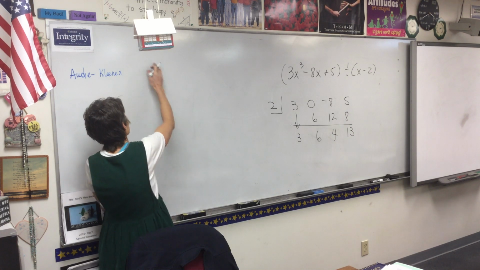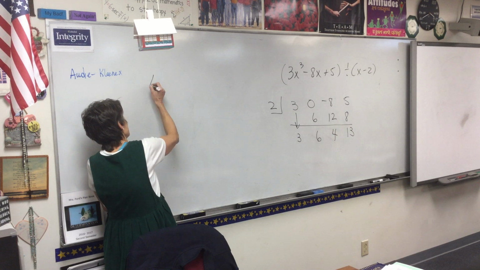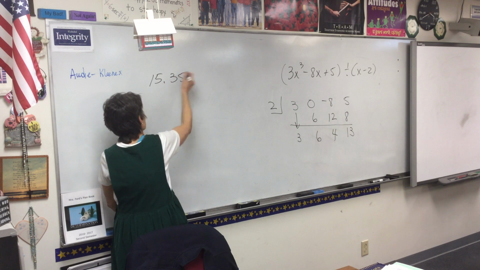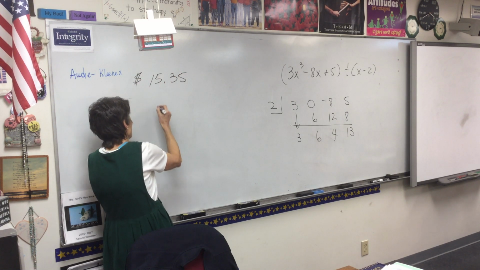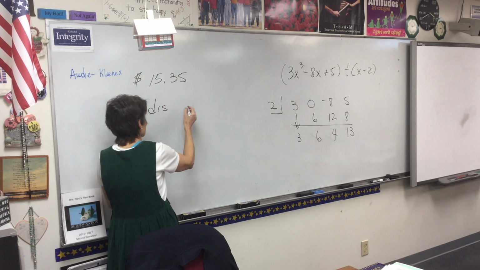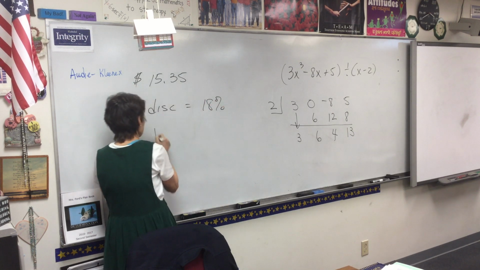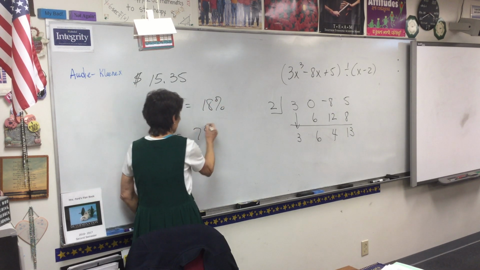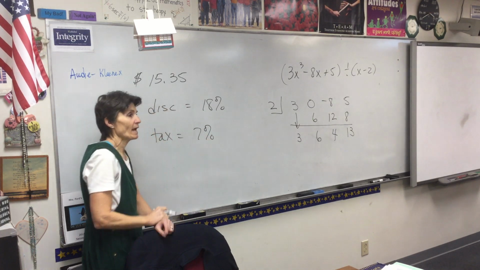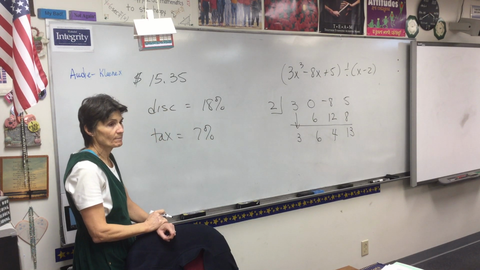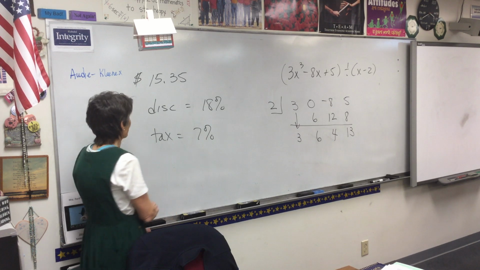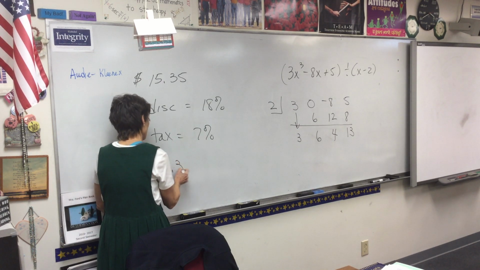So let's say I buy something that costs $15.35, and it's on sale. There's a discount of, let's say, 18%, and there's a tax of 7%, and I want to know what the final cost is going to be. So I know I'm going to multiply. This is a multiplication problem.